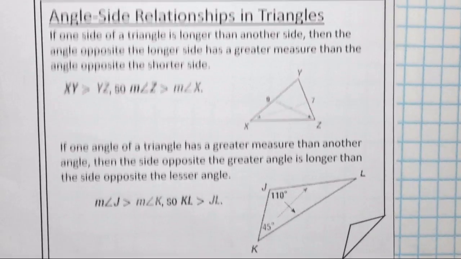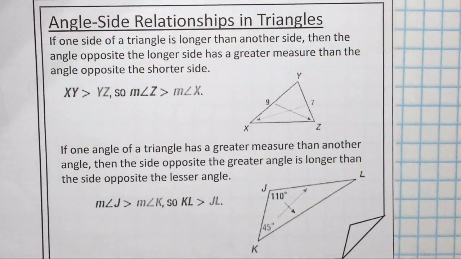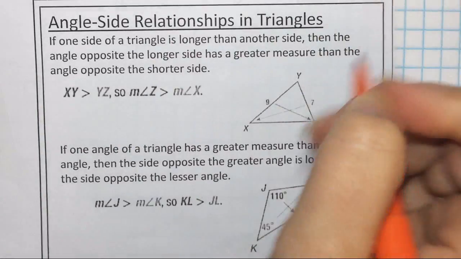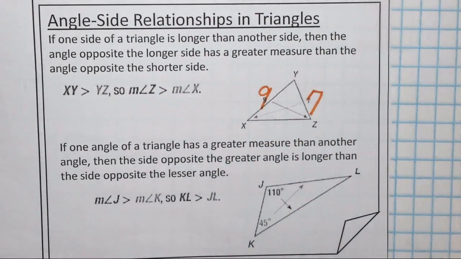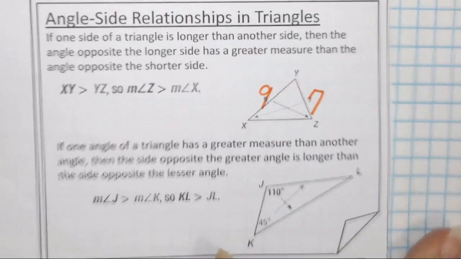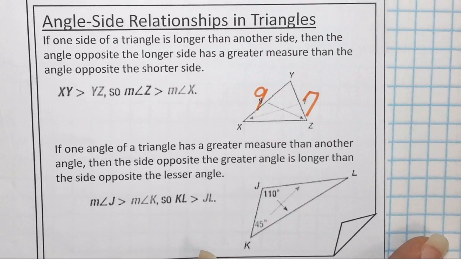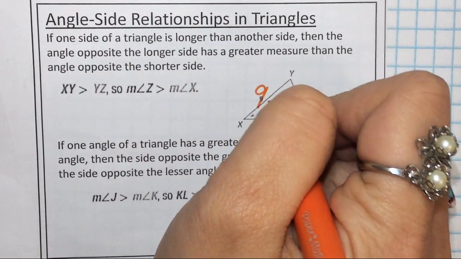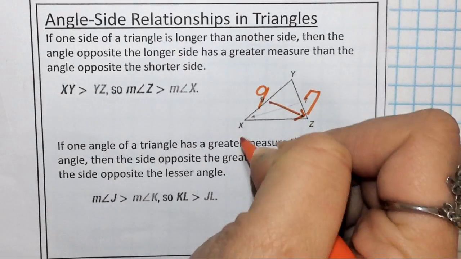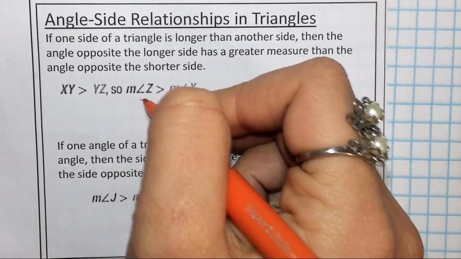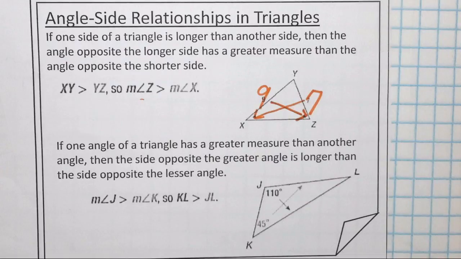The opposite also works. If you have a really long side, across from it is a big angle. So this is 9, and this is 7. Which one's bigger, 9 or 7? 9. 9 is bigger than 7. So since 9 is greater than 7, that means that this angle right here is bigger than x. So z is greater than x. That's all it says. That's all we're doing today.